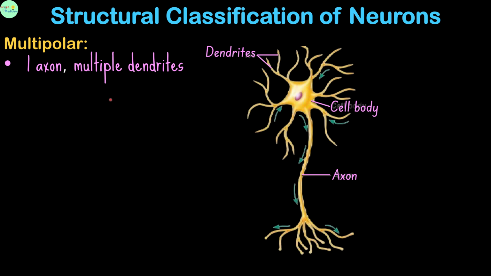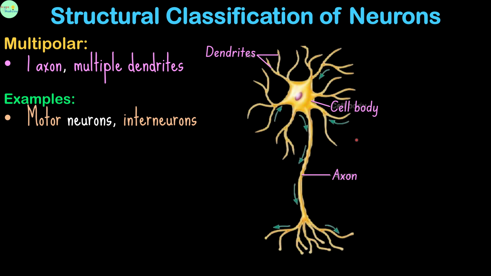Multipolar neurons are the most prevalent type within the central nervous system. They possess a single axon and multiple, branching dendrites emerging from the soma. Examples include motor neurons in the spinal cord and the vast majority of interneurons in the brain.